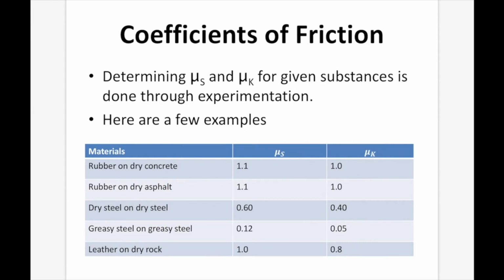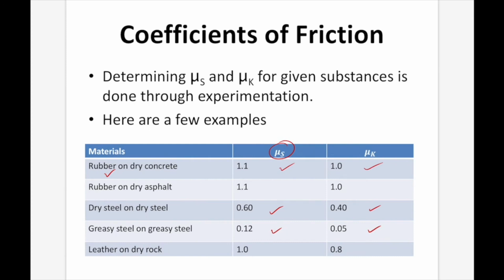So a few examples: rubber on dry concrete would be 1.1 for μs and 1.0 for μk. Dry steel on dry steel, 0.6 and 0.4 respectively, and then you can see greasy steel is going to be 0.12 and 0.05. So you can see by putting grease between the steel, it reduces the amount of friction between those substances, because this mu value is determined based on the two substances involved. So if you have rubber and dry concrete, it's going to be different from rubber and wet concrete.